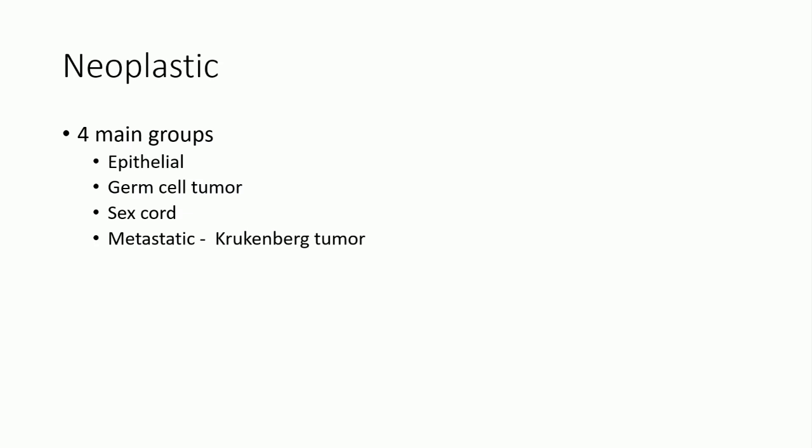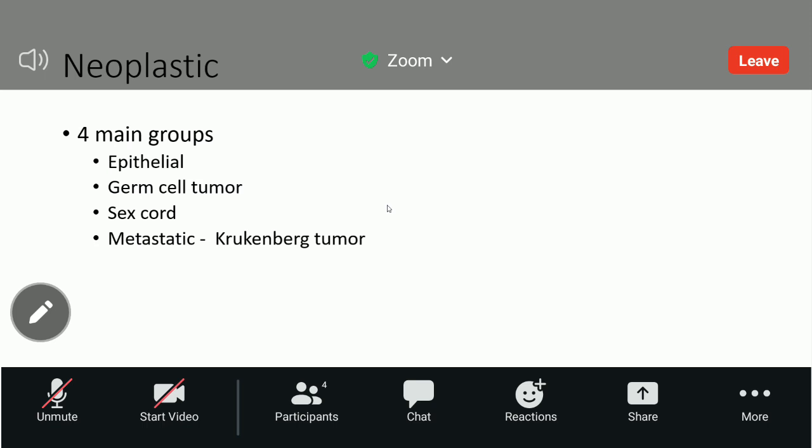Okay, understood that? Krukenberg, from where does it come? It usually comes from the stomach. Yeah, that is the most common origin. So usually this is the most common metastatic tumor that we see in the ovary. Still there are other kinds of tumors that can metastasize rarely.